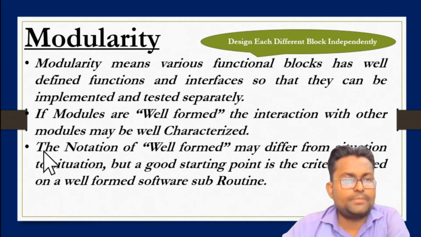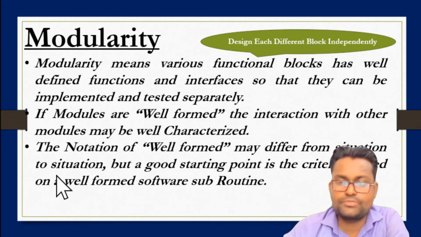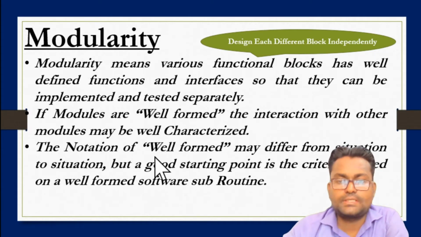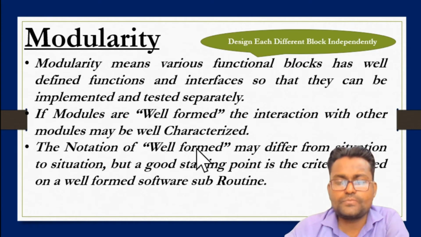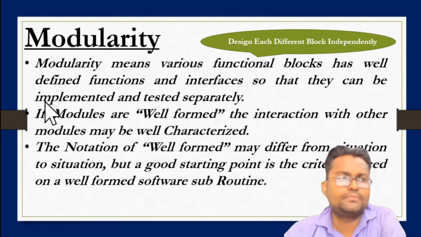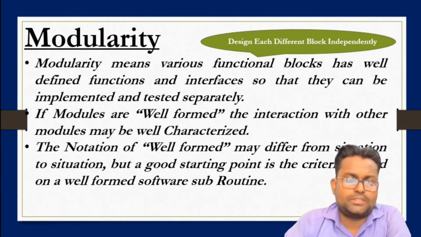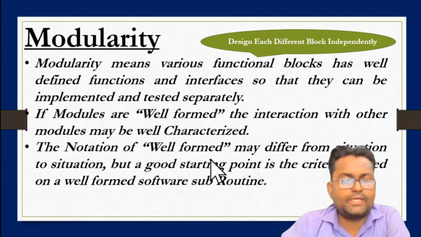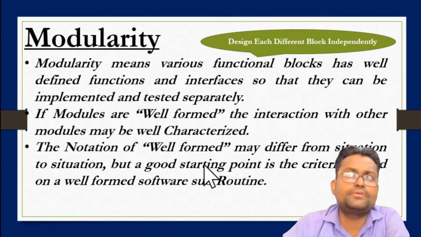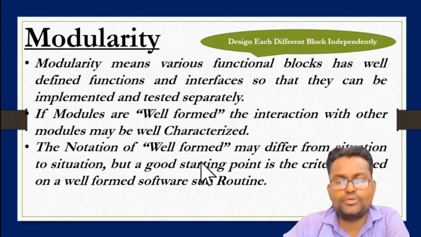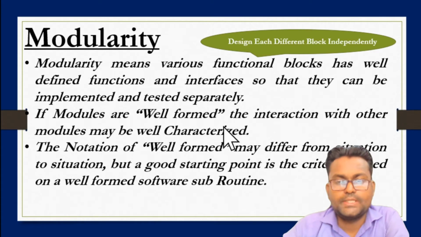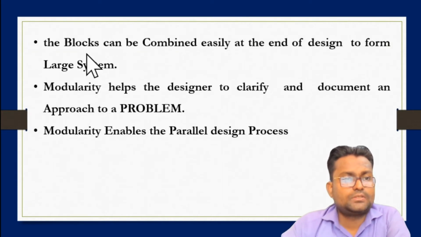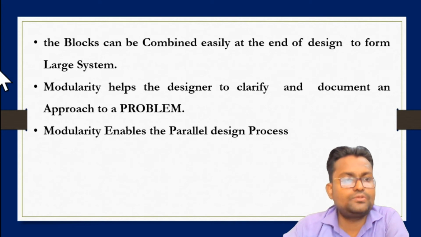The third point is that the notion of well formed may differ from situation to situation. According to the system, the well defined notion changes, but a good starting point is the criteria placed on a well formed software subroutine. We can easily understand modularity by considering a program. Suppose we need to write a program for a system. It is much easier for the designer to first implement a subroutine for each block, then connect one subroutine with another and complete the whole program. That is a much easier strategy to design a system. The blocks can be combined easily at the end of the design to form the large system.